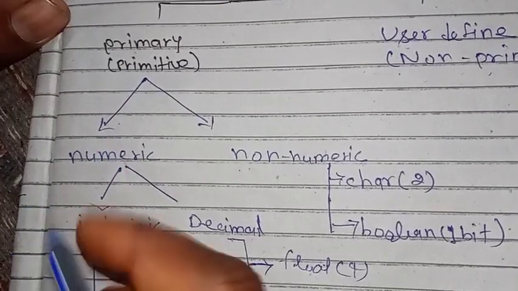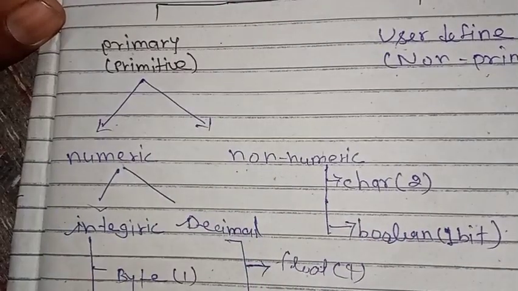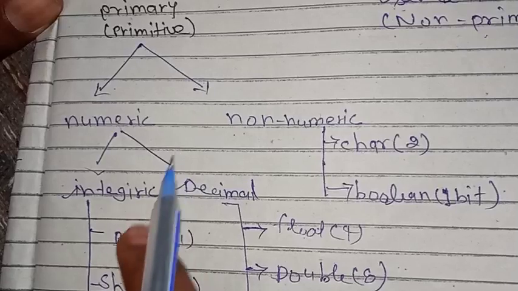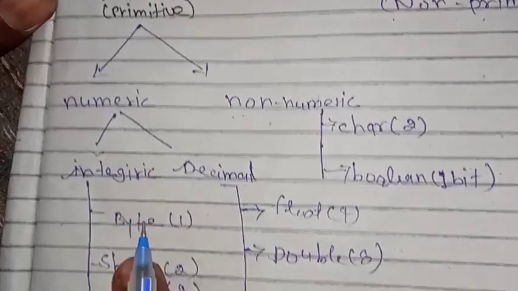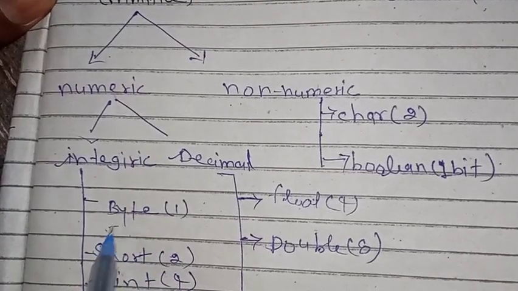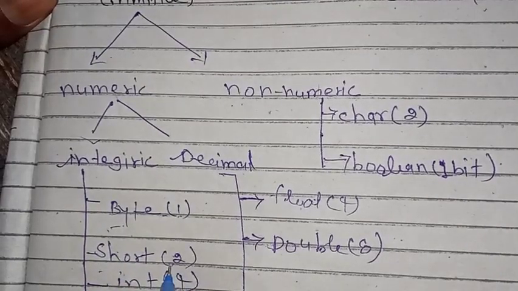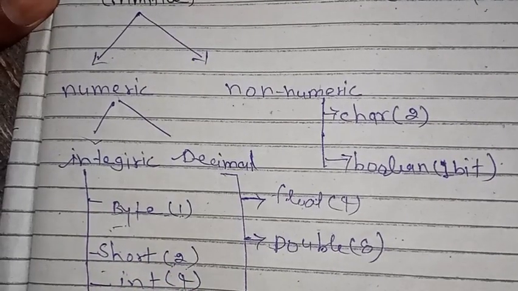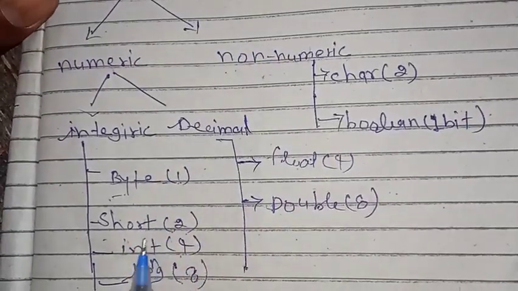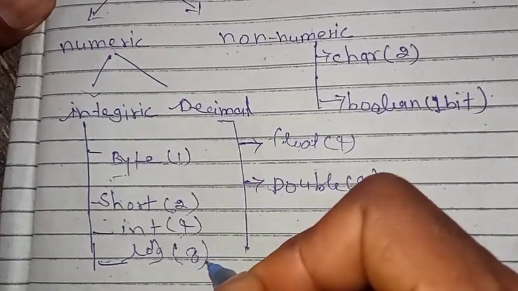Numeric has two subparts: integer and decimal. There are four types of integer forms. First one is byte, which is of size 1 byte. Short is of size 2 bytes. Integer has a size of 4 bytes, and the fourth one is known as long, and its size is 8 bytes.